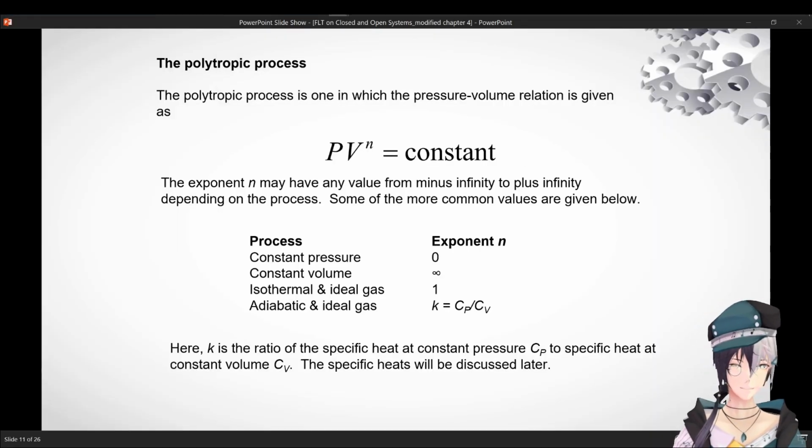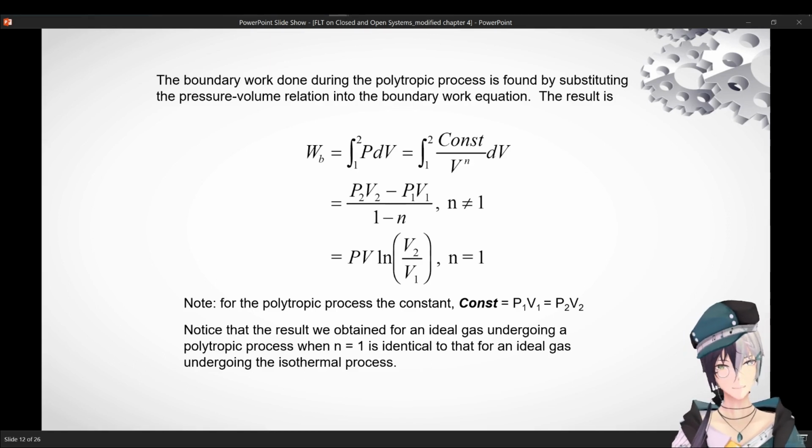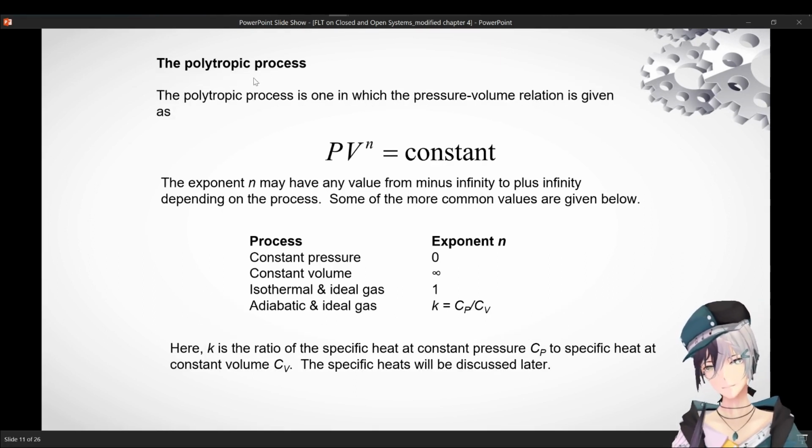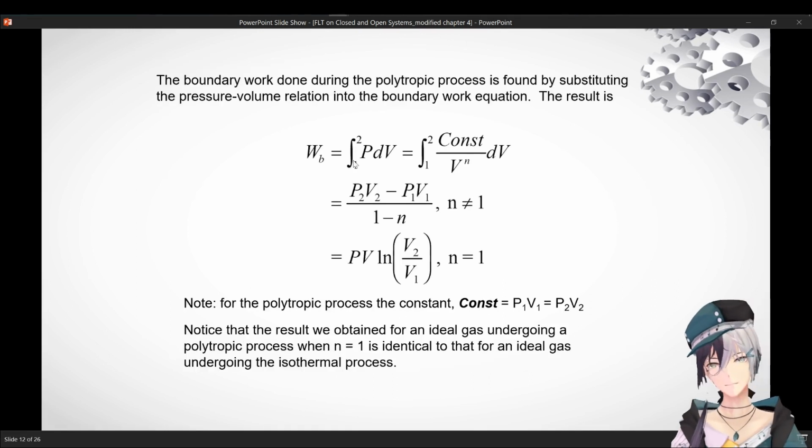Okay, so let's continue. The boundary work for a polytropic process is this equation. Boundary work is delta PV, so pressure 2, volume 2 minus pressure 1, volume 1, all divided by 1 minus n. Or PV ln of volume 2 over volume 1.